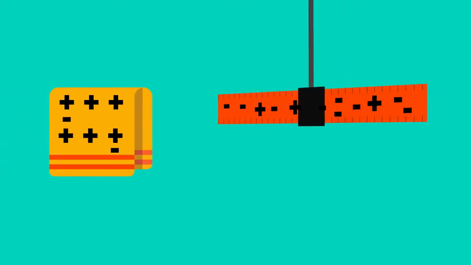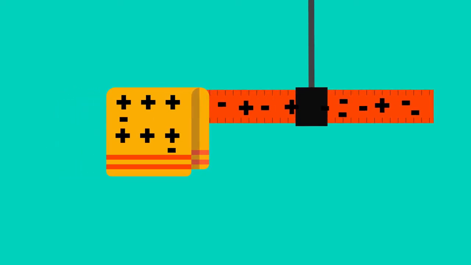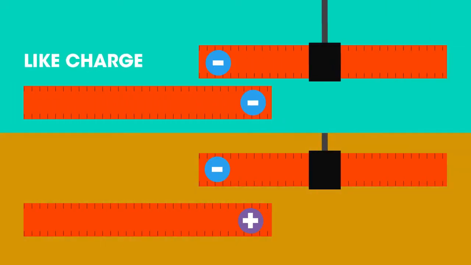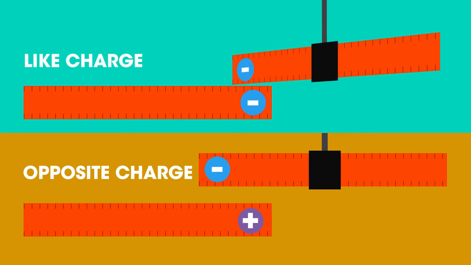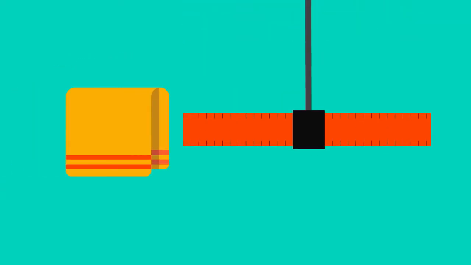Holding the cloth used for charging near to the ruler will attract it toward the cloth. This shows that there are two types of charge, positive and negative. So alike charges repel or push each other away, whereas opposite charges attract each other or move towards each other. Which material becomes positive or negative depends on the identity of each.